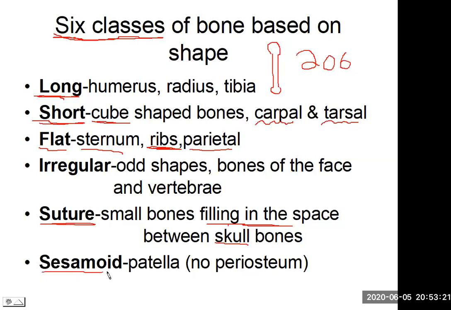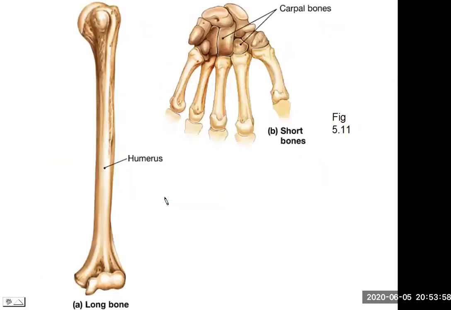Sesamoid bones, we see here an exception, bones that lack that external periosteum. And a good example of that is our kneecap, the patella. So with these first 5 groups seen here, truly if a bone doesn't fit into these other 5 groups, then they're just called the irregular bones. And some examples would be some bones in our face, bones of our spine. And that's what we see here, this figure 5.11.